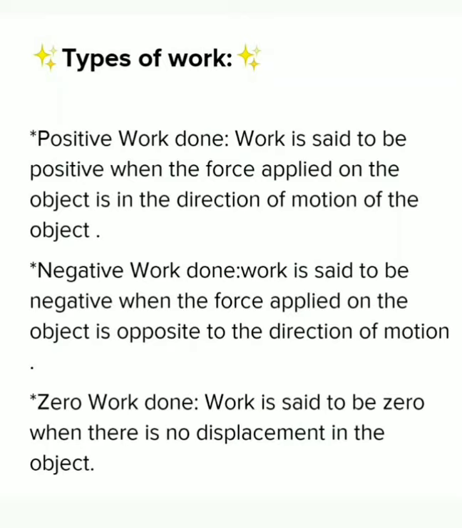So we can define zero work done as: when there is no displacement in the object, the work done is said to be 0. So these are the three types of work done. Now I'll explain in detail.